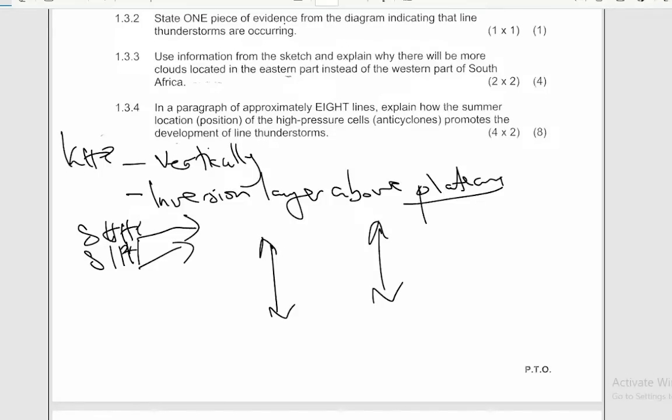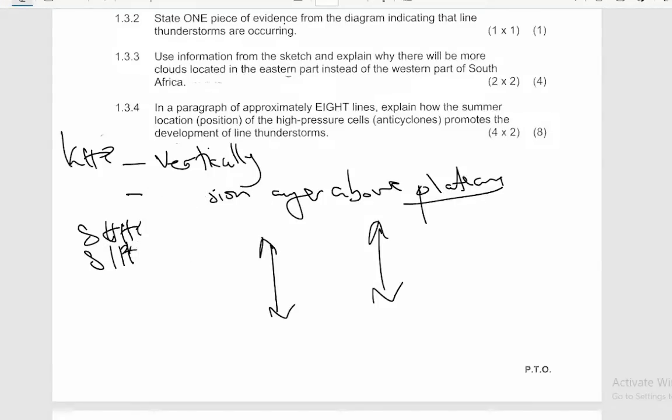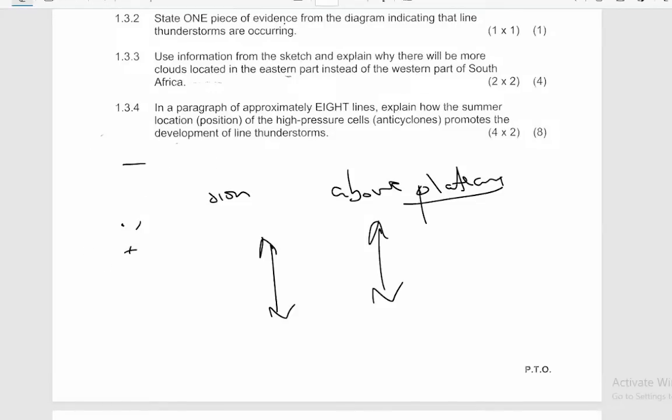So basically, you have to relate those three anticyclones. You should have the knowledge of those three anticyclones, and you should apply it to the given traveling disturbance which happens during the summer season. Right, that was question number 1.3. We'll move on to the next question.